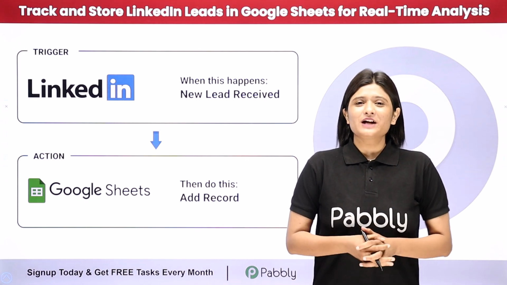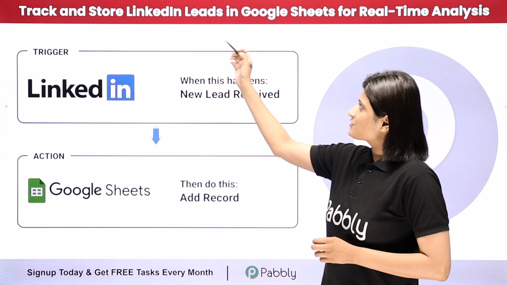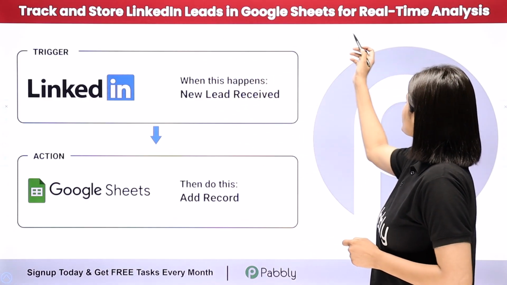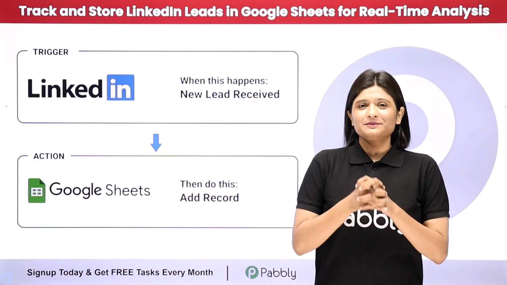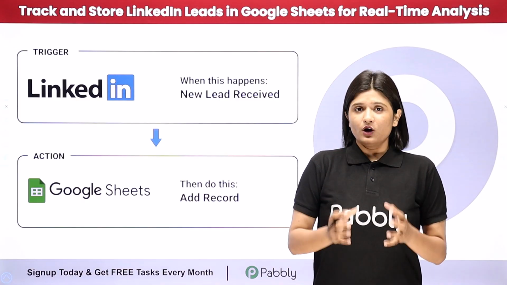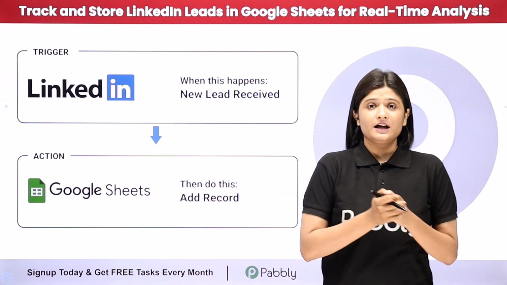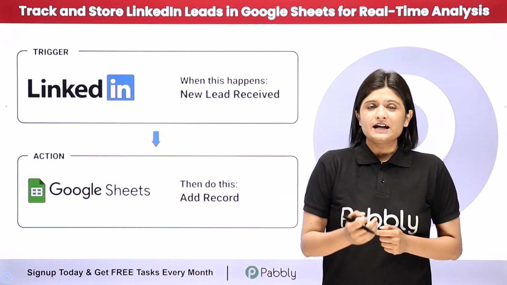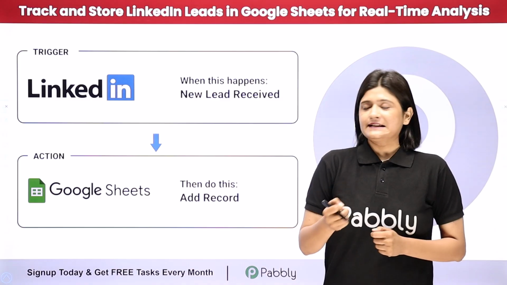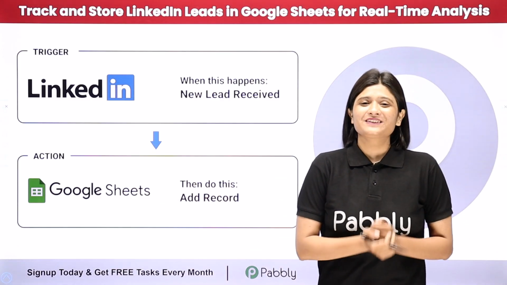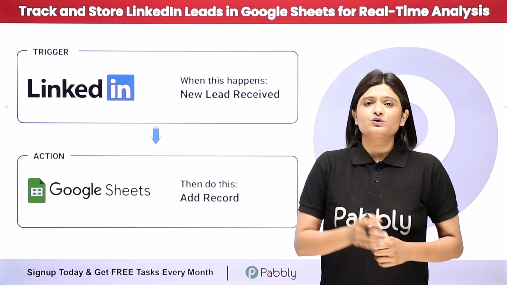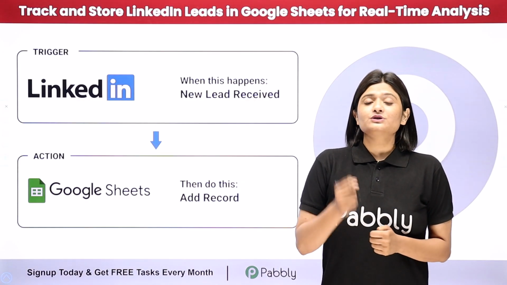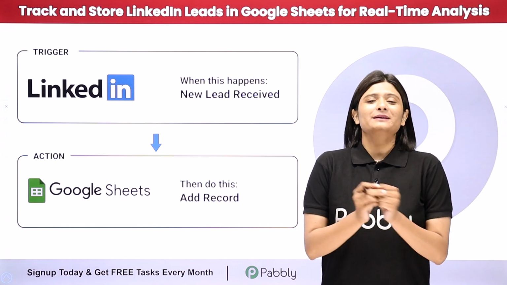In this video, we are going to learn how to track and store LinkedIn leads in Google Sheets for real-time analysis. Let's suppose I am running an online business in which I am collecting all my leads with the help of LinkedIn. I want that whenever there is a new lead, I should log the details of this lead to my Google Sheets spreadsheet. Now doing this manually will consume a lot of my time, so I've completely automated this process, and to do this automation I am going to use Pabbly Connect.